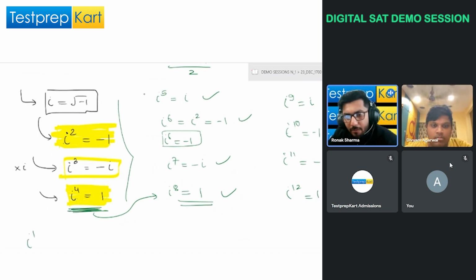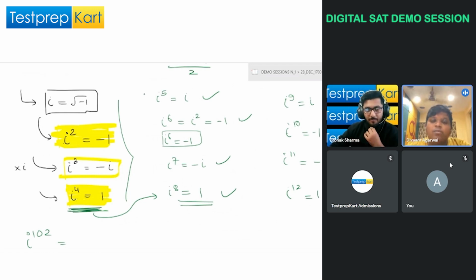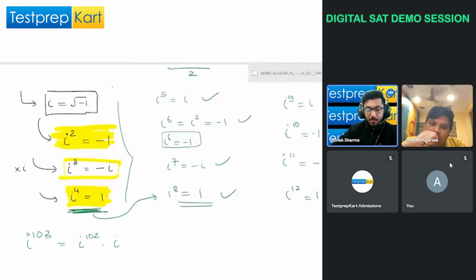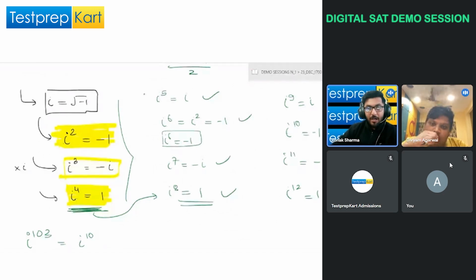Let's say I want to know the answer for iota power 102. We have to break it down and make the power in terms of a multiple of 4. Let us make it 103. I know 102 is not a multiple of 4, so we can write 100 into iota cube, right? Whenever the power is a multiple of 4, the value is 1. So 1 into iota cube.